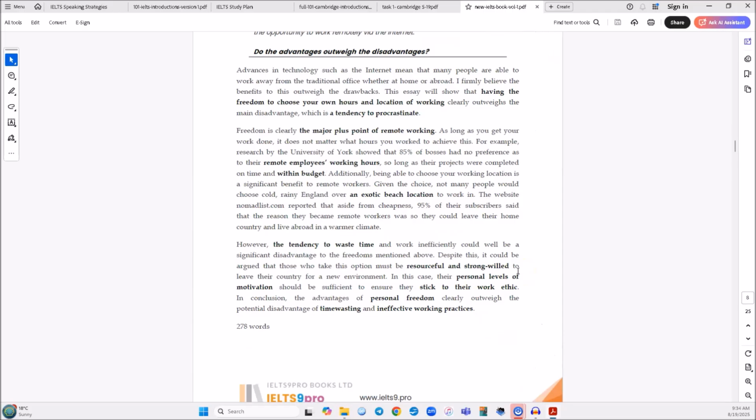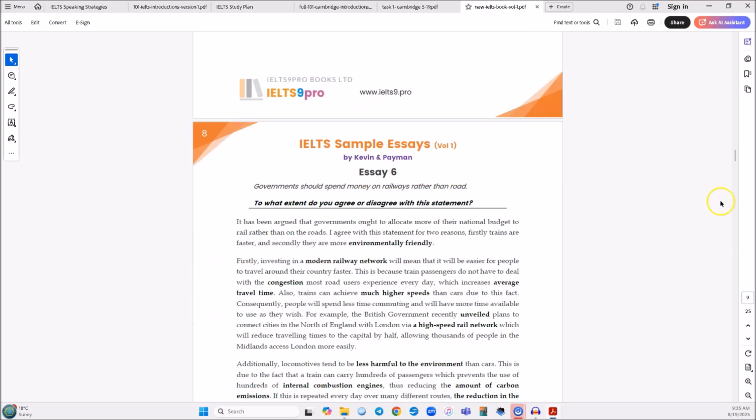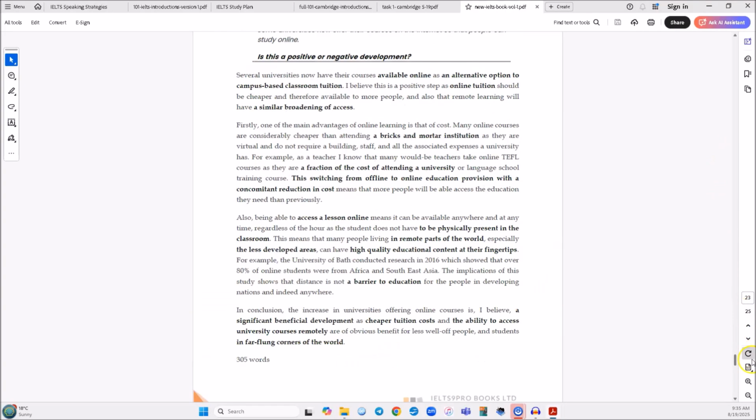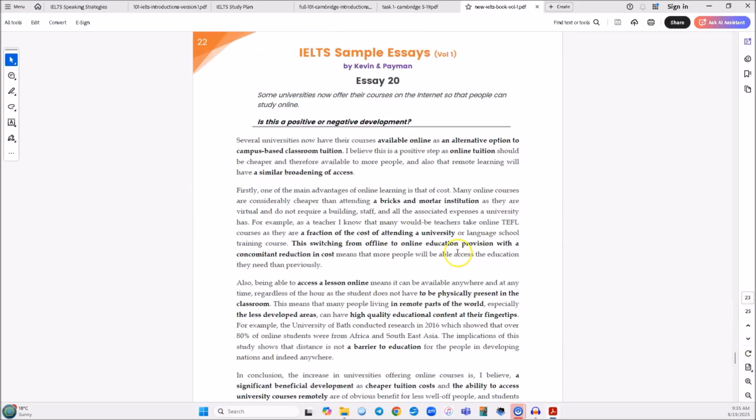So this is called New IELTS Book Volume 1. Essentially, it's a collection of essays. I think there's 20 essays in it, but here we've specifically highlighted in bold some key phrases and vocabulary. So that's that one.